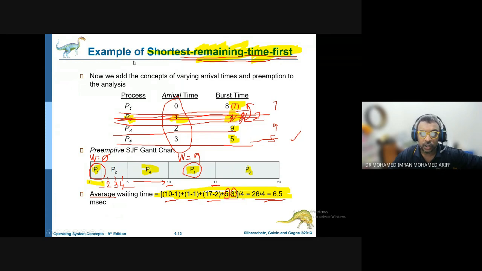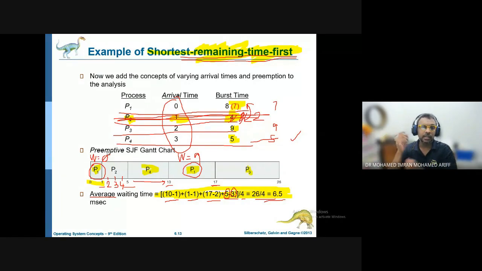In shortest remaining time first, we do it as preemptive shortest job first. What is the meaning of preemptive? Preemptive means when another process has a smaller remaining time, the process being processed will be asked to come out and the new process will go in. Preemptive means it can switch processes. When we say non-preemptive, it means that once the process gets the CPU, it will be processed until it finishes.